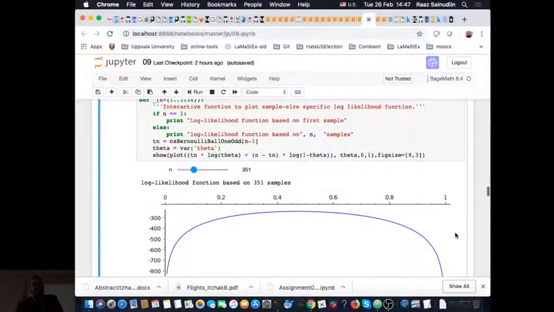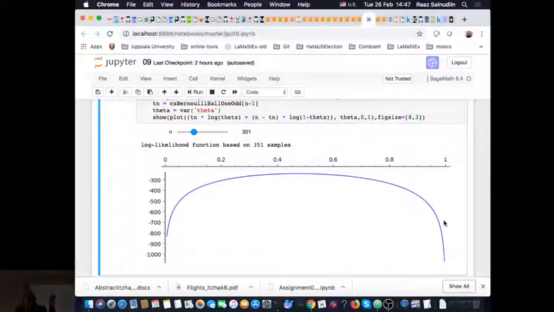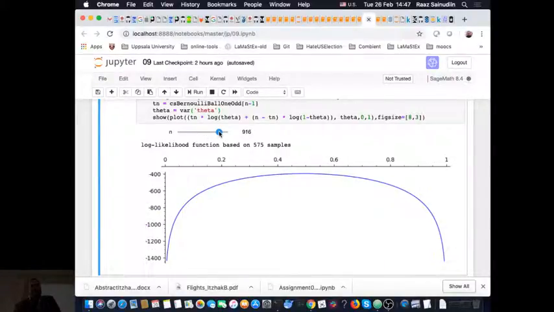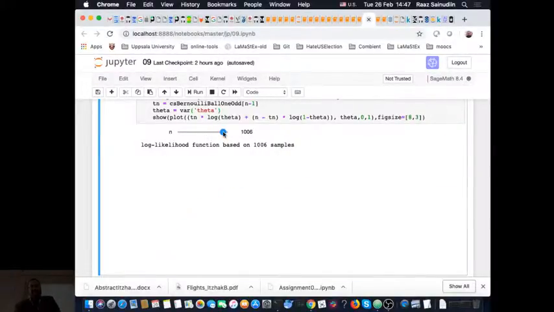Okay, so what I'm doing now is just plotting the log likelihood function based on 351 samples of this Bernoulli ball 1 odd, right? So we really control it and look at the whole function for that sample size. You look at the shape of the log likelihood function. So yeah, it looks like it's sort of zooming in on half.